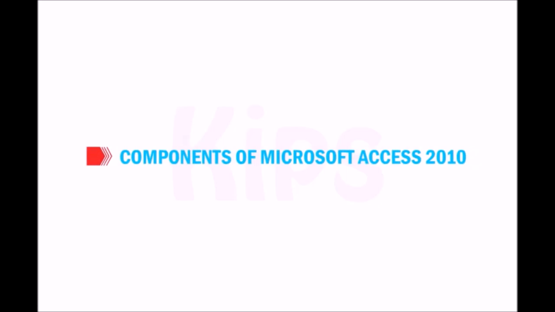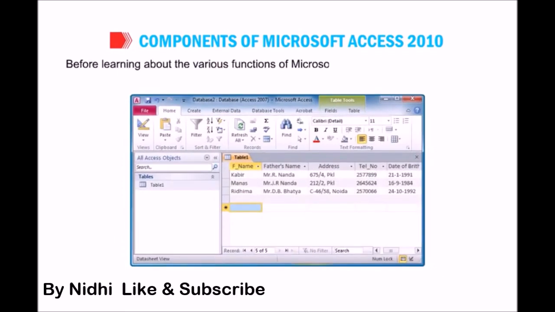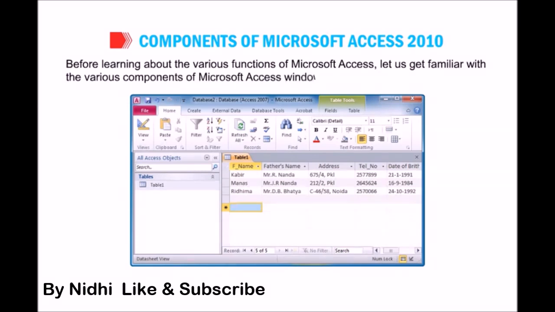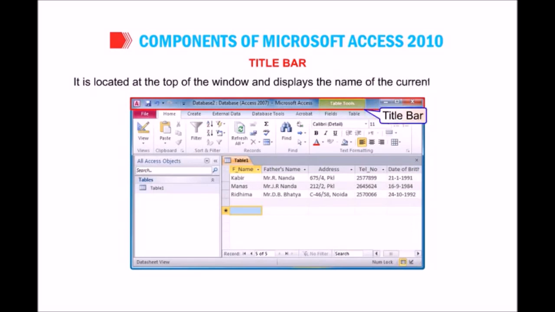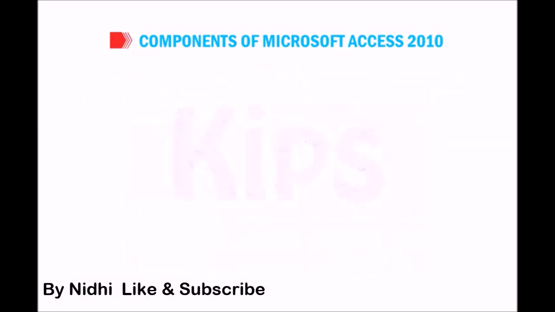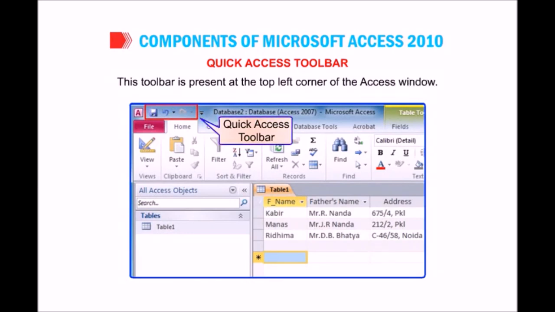Alright, let us learn the components of Microsoft Access 2010. Before learning about the various functions of Microsoft Access, let us get familiar with the various components of the Microsoft Access window. Title bar. It is located at the top of the window and displays the name of the current database. Quick Access toolbar. This toolbar is present at the top left corner of the Access window. It contains the most frequently used command buttons.